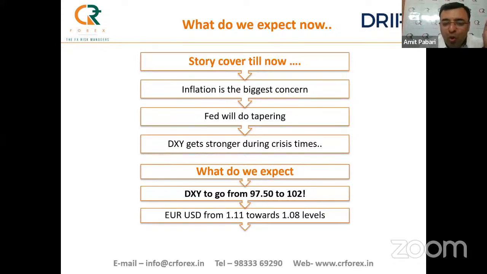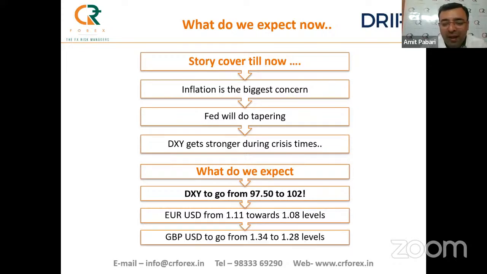Then Euro USD, which is currently trading close to 1.0 level. You know, when the PPT was made, it was at the 1.1 level. It has come down drastically in the last 24 hours. So from the 1.11 level, now it will move towards the 1.08 level. Pound also, from levels of 1.34, it will move to 1.28 levels. So we see that euro and pound will be going down drastically.